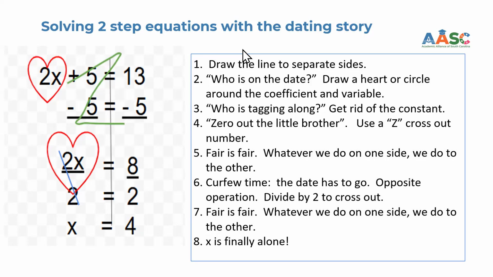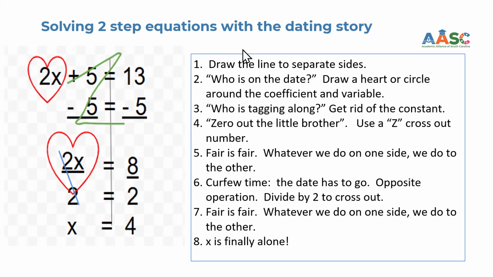Then we talk about who's on the date. So we have 2 and X are on a date. There's a whole background story: she's a middle schooler going on the date. Dad's not ready for this, so he sends the little brother as a chaperone. So we actually draw a heart around the coefficient and the variable.